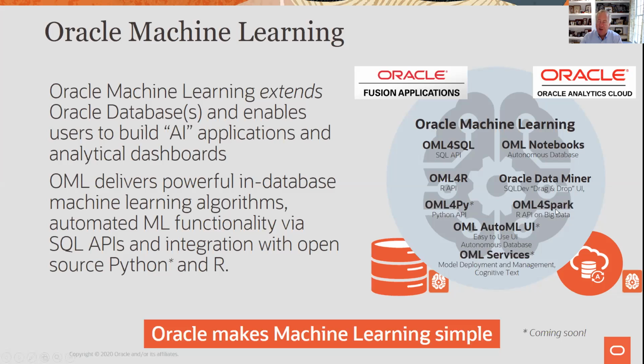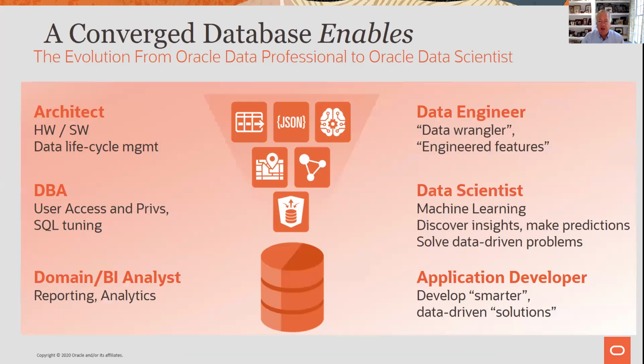And then we also have Oracle Machine Learning for Spark, which is a library of algorithms that run outside of the database. So there's a lot here, but basically most of what Oracle Machine Learning does is extend the Oracle database. It enables users to build AI applications and analytical dashboards. And because of these in-database algorithms, you can build applications and do all sorts of amazing things. We're going to show you some of this. But we also have integration with open source Python, which is coming this calendar year on Autonomous Database first, and then also with R, which we've done for some time now on-prem and on Database as a Cloud Service. So there's a lot of functionality here.